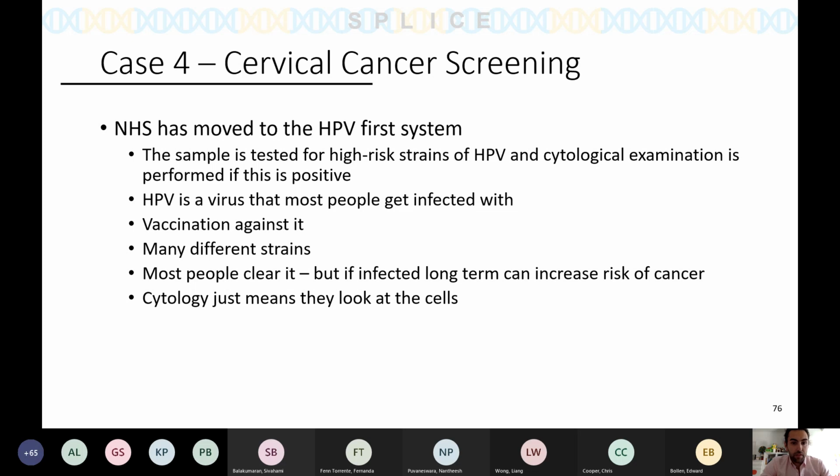Basically, the sample's tested for the HPV virus first, and then the cytological examination as well. Patients might not know what that means. Explain, we look at the cells under a microscope. HPV is a common virus that most people get infected with. We vaccinate against it.